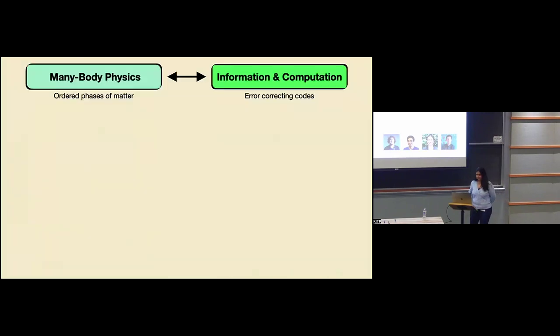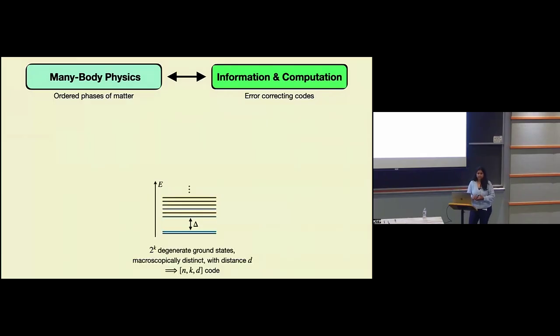Okay, so the theme of this conference is the close connection between many-body physics and information and computation. To me, this will mean the close connection between ordered phases of matter and error-correcting codes. What we've come to appreciate through many examples is that a gapped ordered phase of matter is characterized by a ground state degeneracy, which is usually robust. So we have 2^k degenerate ground states, say. If this is a non-trivial ordered phase of matter, then these ground states are going to be macroscopically distinct. They're going to look very different.